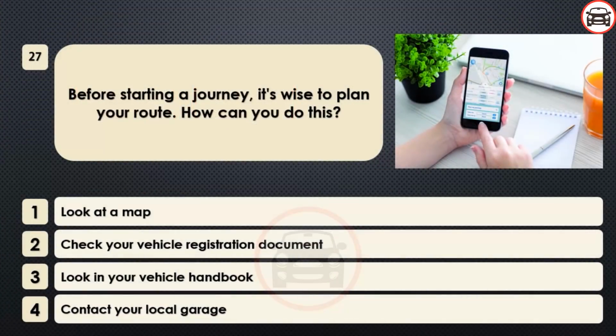Before starting a journey, it's wise to plan your route. How can you do this? 1. Look at a map. 2. Check your vehicle registration document. 3. Look in your vehicle handbook. 4. Contact your local garage.